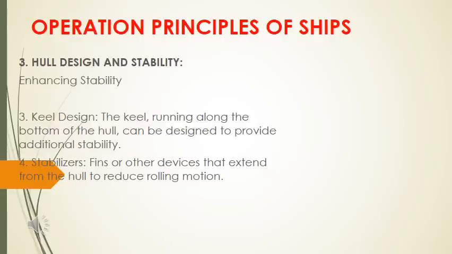Still on enhancing stability, number 3, the keel design. The keel running along the bottom of the hull can be designed to provide additional stability. The keel is a large beam along the underside of a ship's hull, and it can be so designed to provide additional stability. Number 4, stabilizers, fins or other devices that extend from the hull to reduce rolling motion.